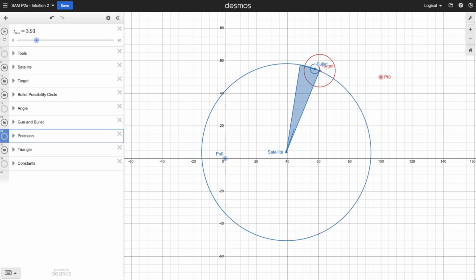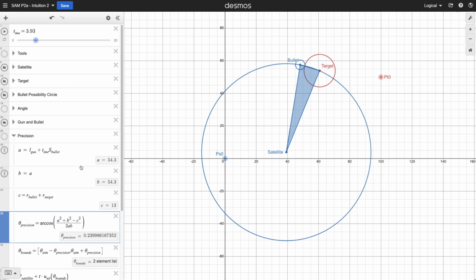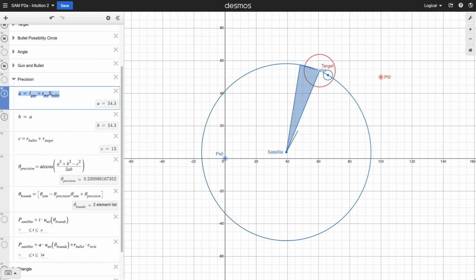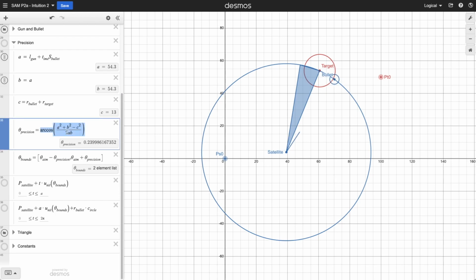To use the law of cosines, we need to define our sides. On our triangle, I will call this A, this B, and this C. That means this will be our angle C, and that's what we're looking to calculate. Under precision, you can see I set up A is equal to L gun plus time times the speed of the bullet. This is the radius of the bullet possibility circle. B is equal to A because both of these sides have the same length. And C is equal to our bullet plus our target. We then plug those values into the law of cosines discussed on the last page. This is our angle.